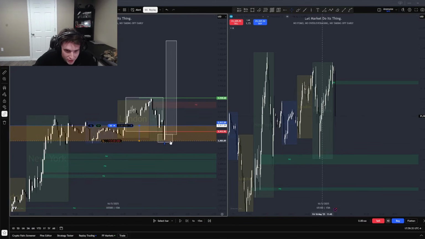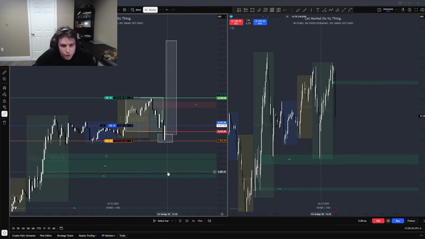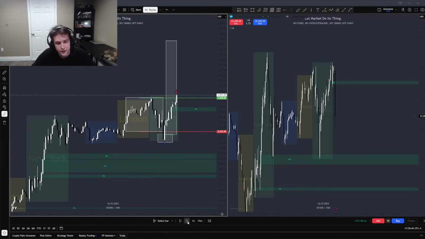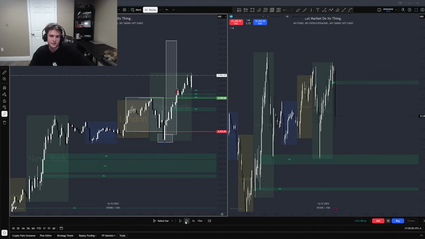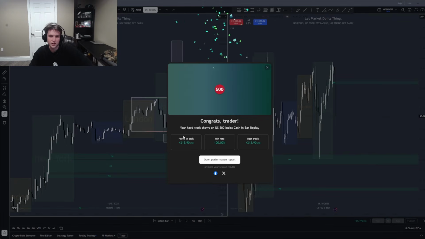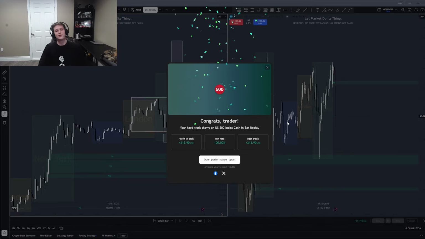My stop loss is at the low, my TP is at the high. This is a 1 to 2 around there. Now we're just going to let this play out. It's looking good, and bang. Just like that, guys, you have secured a 1 to 2 with zero drawdown, by the way. And the market is still going. Congrats, trader.